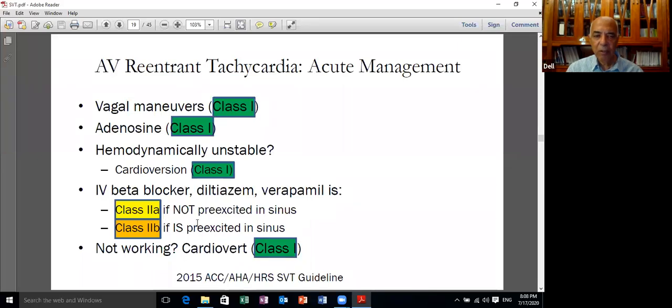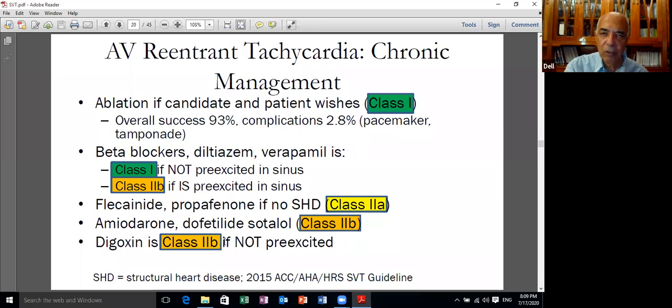But if the accessory pathway conducts a sinus impulse, that is to say, the sinus electrocardiogram has a delta wave, then under these circumstances, you can still use these three drugs, but it carries the class 2B recommendation. If nothing pharmacologically works, then you have to revert to cardioversion to abort the arrhythmia. So that's for acute treatment.